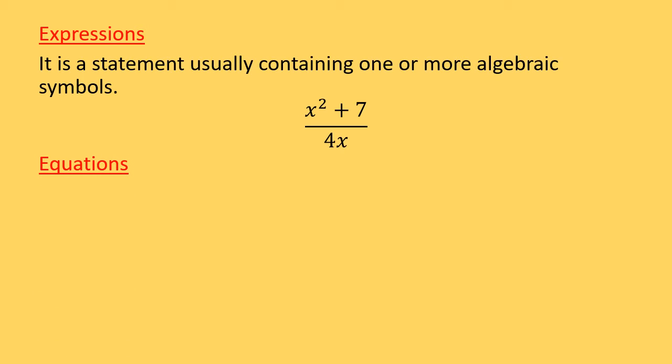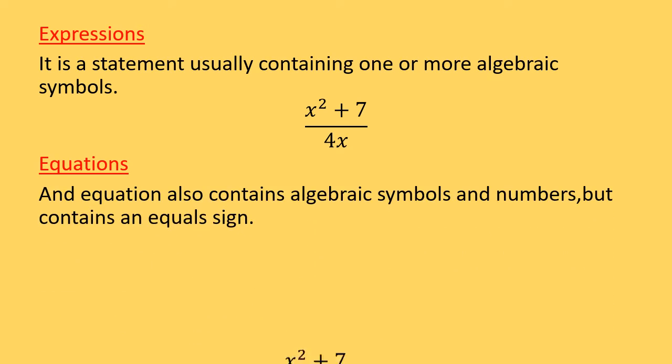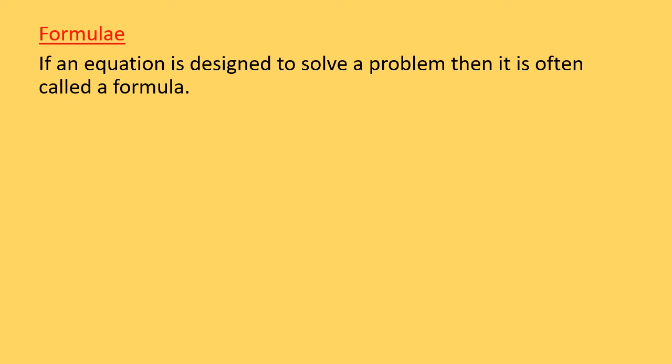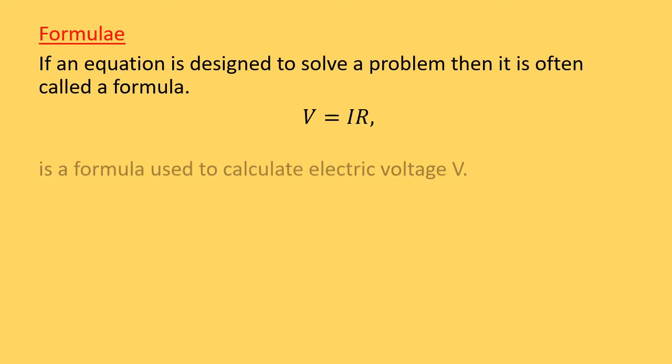An equation also contains algebraic symbols and numbers, but it contains an equals sign. For example, x squared plus 7 divided by 4x equals 3. If an equation is designed to solve a problem, then it is often called a formula. V equals IR is a formula used to calculate electrical voltage V. Normally it is used in science or physics to find the electrical voltage.